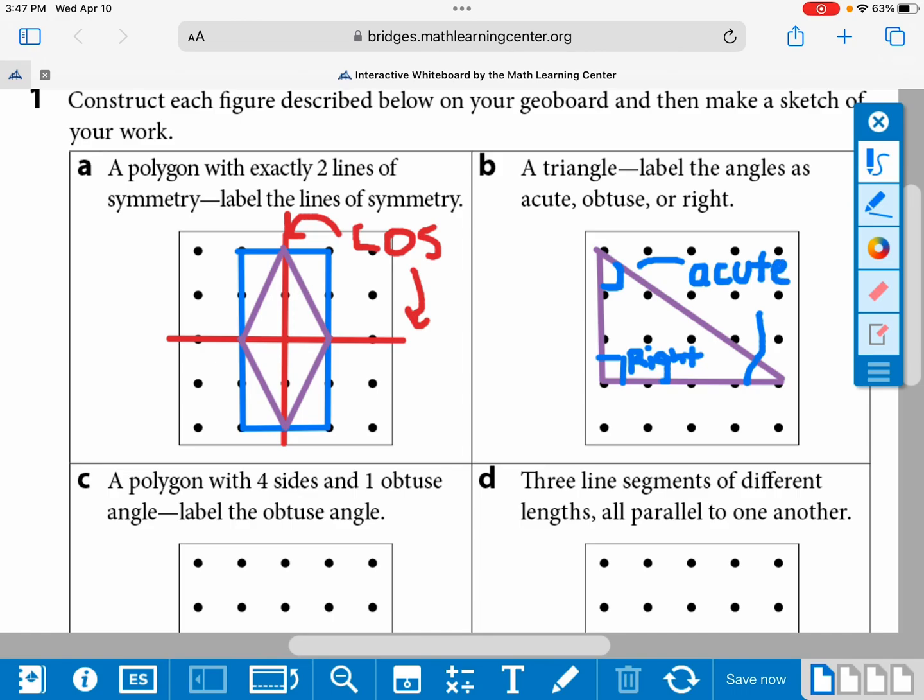So, important not to forget: I'm going to circle them as I talk about it. Acute is angles that are over 0 degrees but less than 90. Obtuse is angles that are more than 90 but less than 180. And then right angles are exactly 90 degrees every single time.